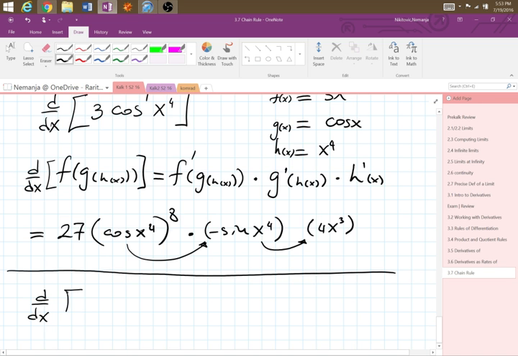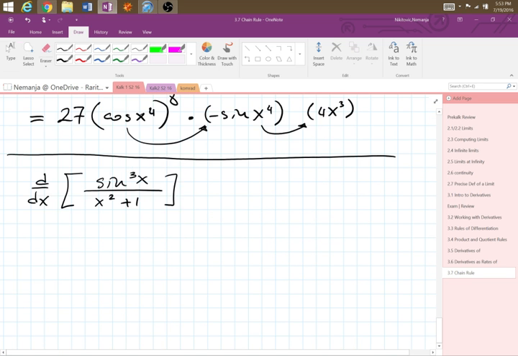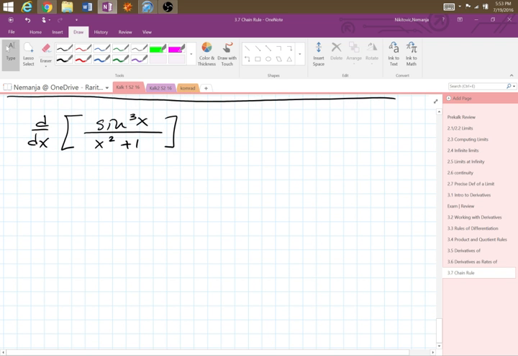Again, swimming in waters of slightly more annoying stuff. So how about sine cubed x divided by x squared plus 1? How about that one?